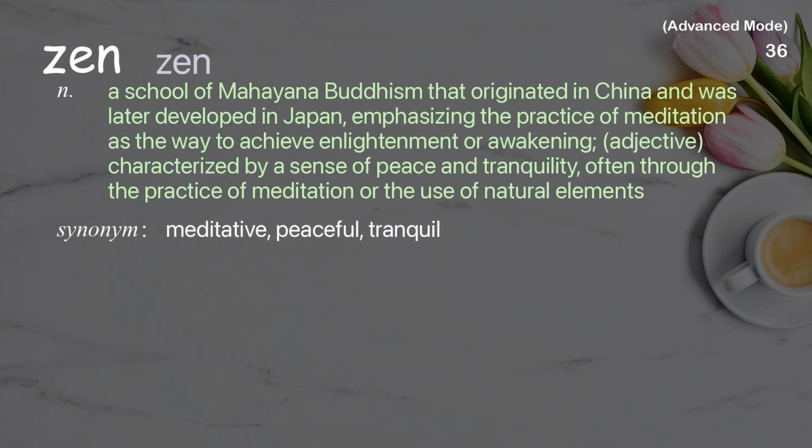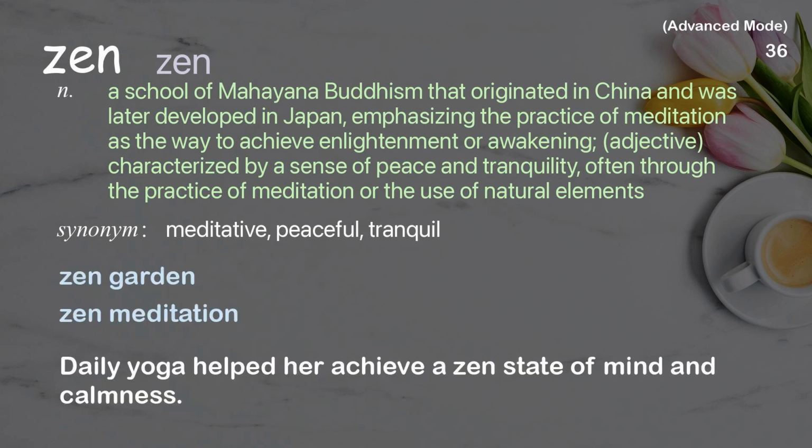Zen. A school of Mahayana Buddhism that originated in China and was later developed in Japan, emphasizing the practice of meditation as the way to achieve enlightenment or awakening. Adjective, characterized by a sense of peace and tranquility, often through the practice of meditation or the use of natural elements. Examples: Zen garden. Zen meditation. Daily yoga helped her achieve a Zen state of mind and calmness.